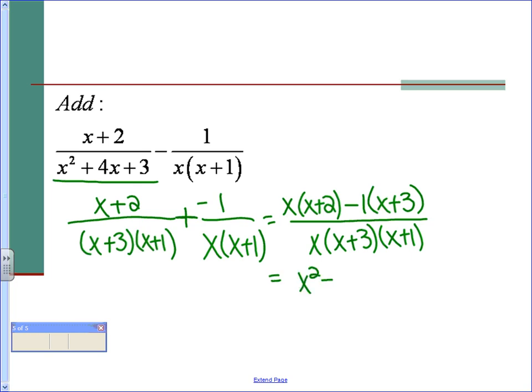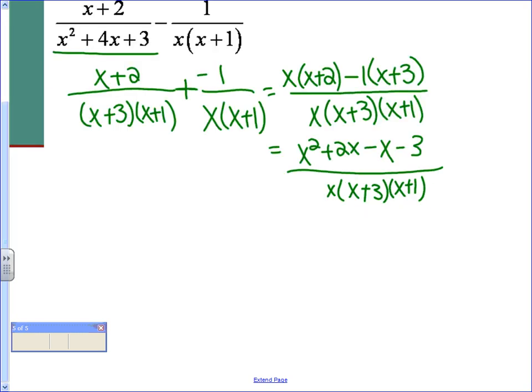So you should get x squared plus 2x minus x minus 3. Do you agree? So x squared plus x minus 3. Do y'all see how those work? Any questions here? Do we need to practice these? Yes? Okay. All right, we'll do one more.